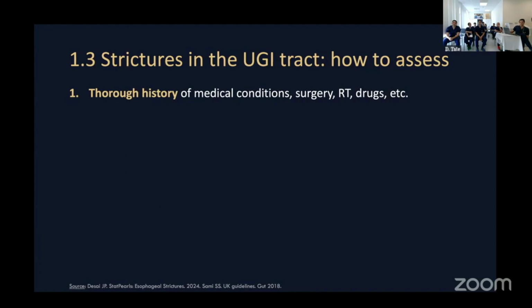So how are we going to assess? We always want to see endoscopy first, but actually we need to do a thorough history: medical conditions, surgery, radiotherapy, drugs that they're taking. So we have an idea of what the cause might be before we start.